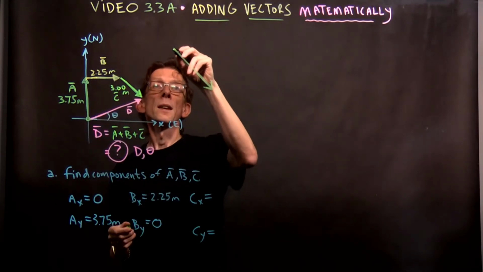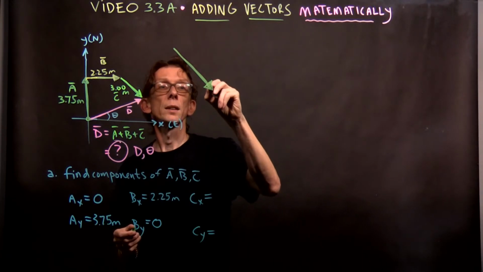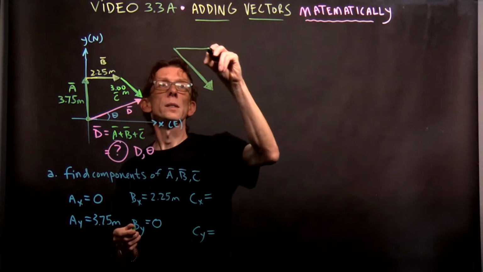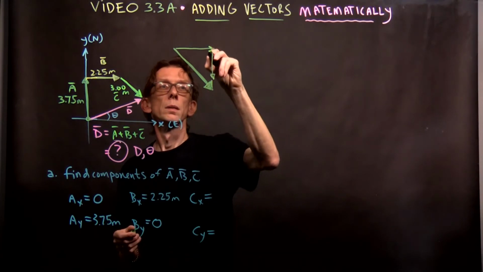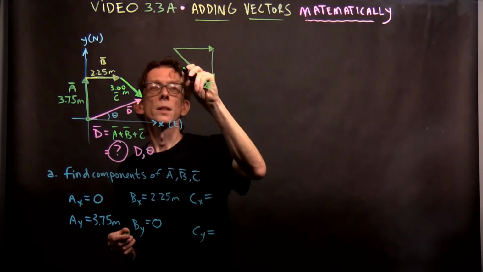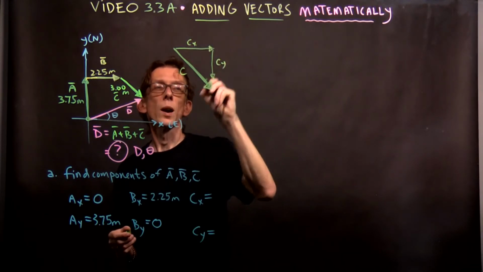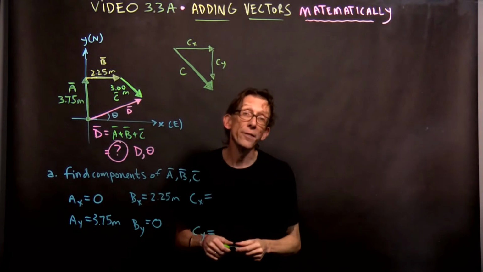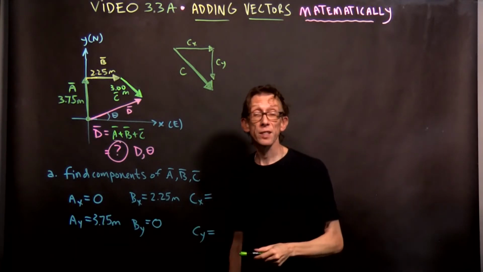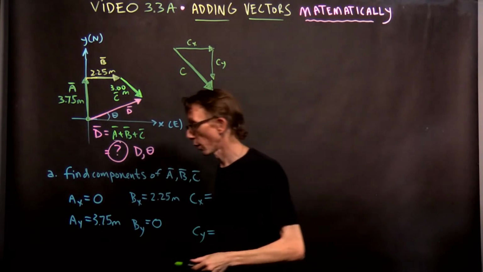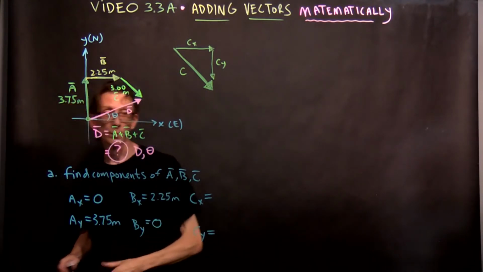Notice that, in the same way as the displacement vector in downtown Decatur, it has an x part and a y part. So here is C, here is Cx, and here is Cy. So we have to find both Cx and Cy for this vector because it lies neither along the x nor the y axis. And we can do this using our rules from trigonometry.